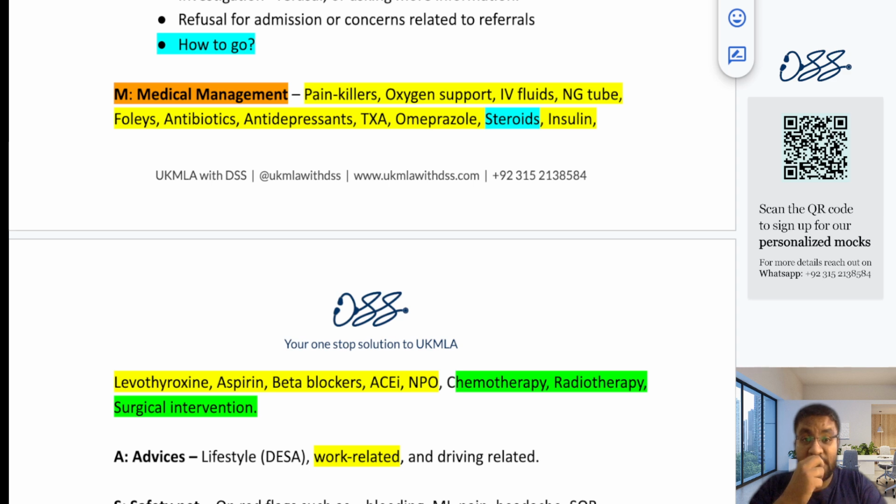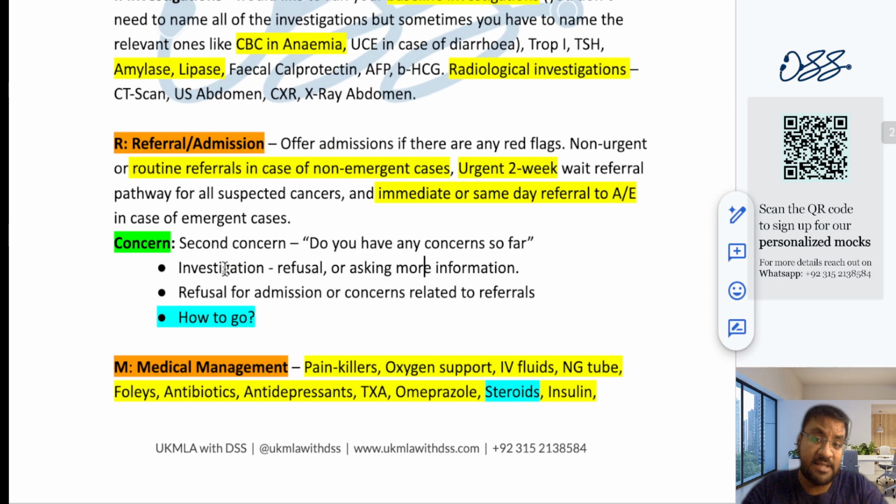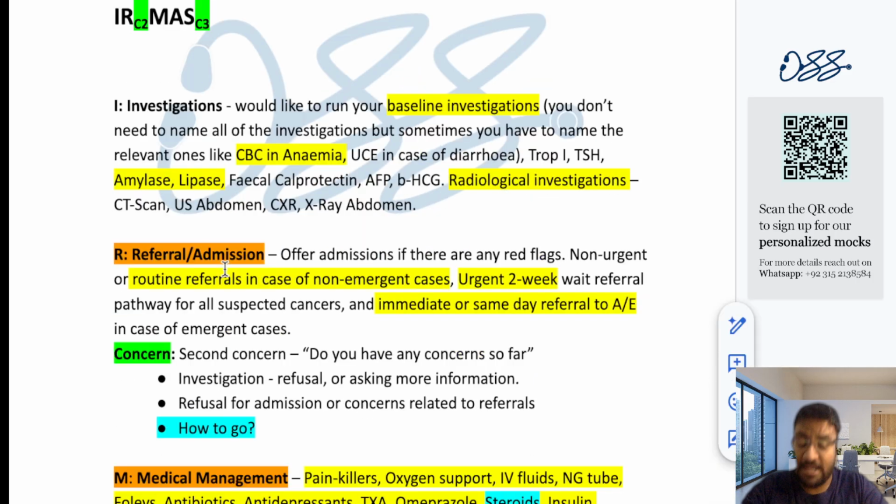If you're not doing it concern centrically, if you're not explaining each and everything, the I, the R, the M, the advices, the safety netting, if you're not doing all of these 5 things properly, it's unlikely that you're going to score high. So it's a very important thing that you need to remember and do. I just hope that I have discussed and shared the IRMAS protocol, and that it is very much clear in your mind.